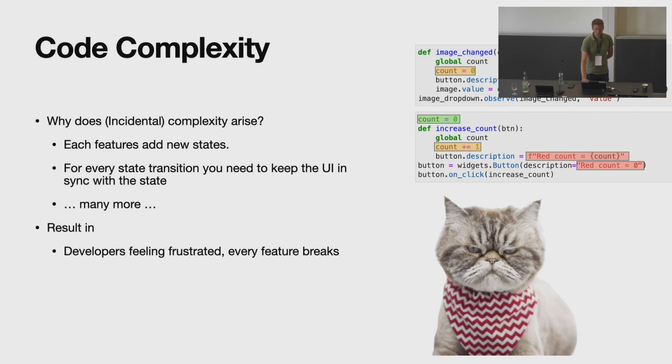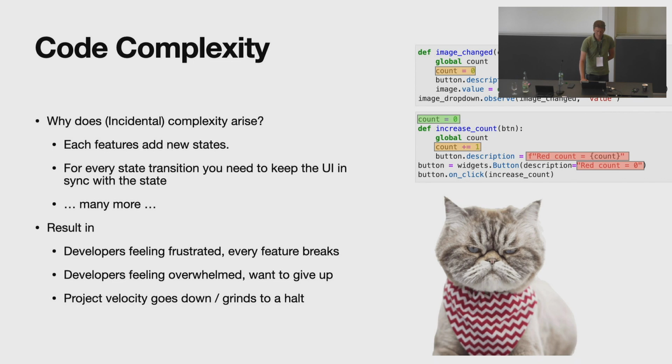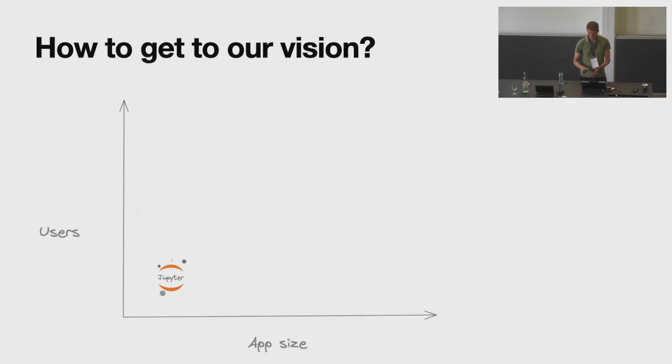So this results in this grumpy cat. It's really frustrating if every new feature introduces a new bug, and in the end you just want to give up. Like, hey, I don't want to work on this project anymore. So project velocity goes down, and projects can fail because of that. So we wanted to fix this, but not just a little bit better, we really want to improve this in the best possible way.